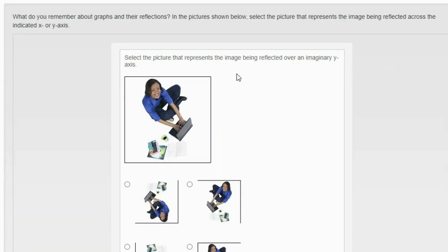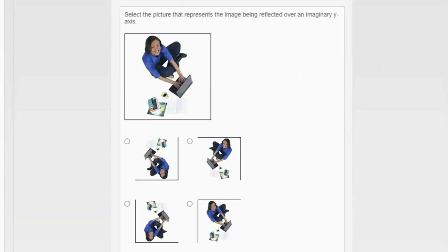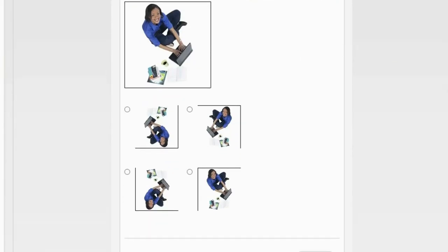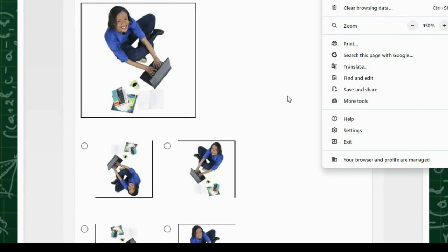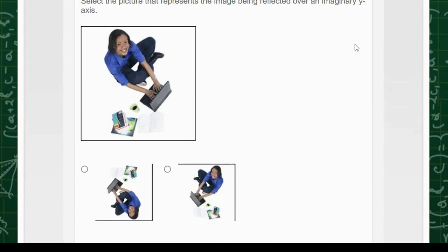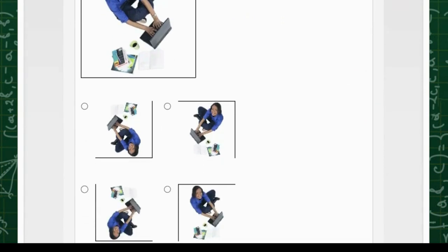All right, let's see. What do you remember about graphs and their reflections? In the picture shown below, we're going to select the picture that represents the image given being reflected across the indicated axis. So let's see. I'm going to try to make this a little bigger. Yeah, that's probably as good as it gets. Here's our picture right up at the top, the biggest picture. And we're going to reflect this over an imaginary y-axis. Let's pretend there's a y-axis next to this picture.